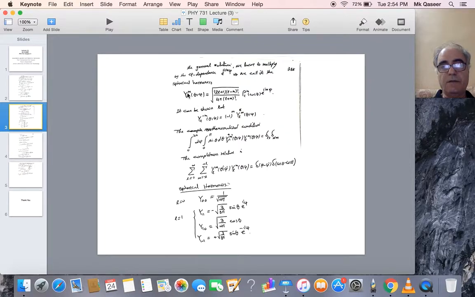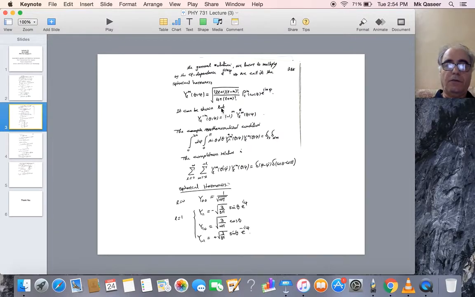If m is negative, it can be shown that Y_L^(minus m) of theta and phi is given by minus 1 to the power m times Y_L^m star. This means the complex conjugate of Y_L^m. That is, you have to invert this, that is, replace i by minus i.